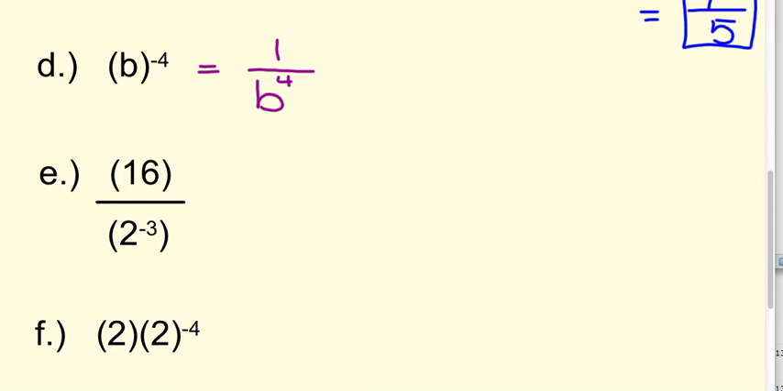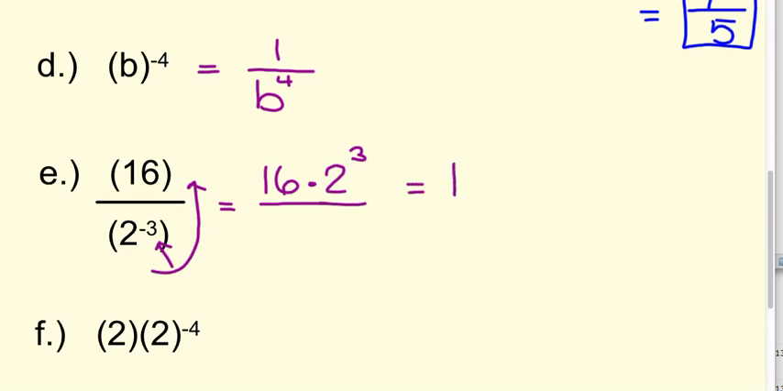Example E, 16 over 2 to the negative 3rd power. There is an issue with the negative 3rd power. You can rewrite that as bringing this up to the top. So now it's 2 raised to the positive 3rd power. And then 2 to the 3rd power is 8, because 2 times 2 times 2 is 8. Then multiply those numbers together. 16 times 8 is 128.